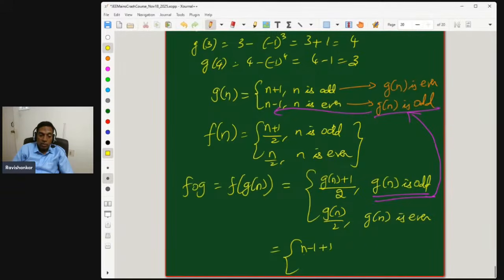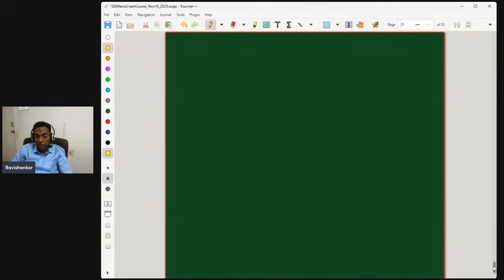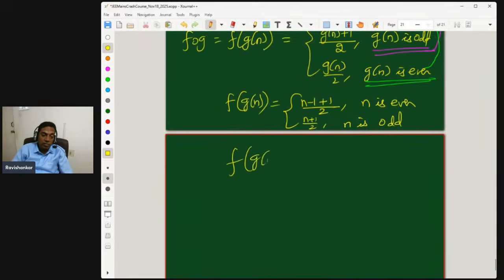So (n minus 1 plus 1) by 2 when n is even. G of n is odd when n is even. Okay, g of n is even means you go to this case. If g of n is even, g of n is n plus 1 and n is odd. So (n plus 1) by 2 when n is odd. So we have defined f of g of n when n is odd and n is even.